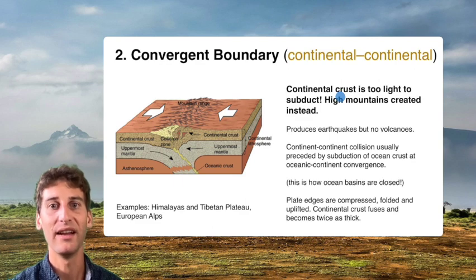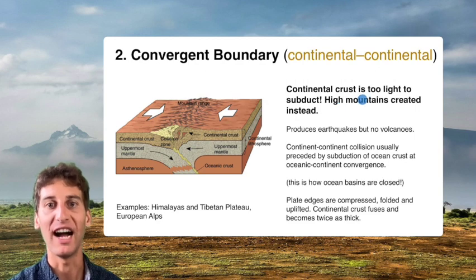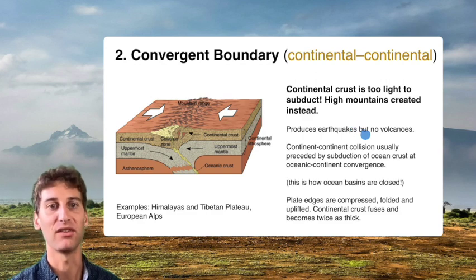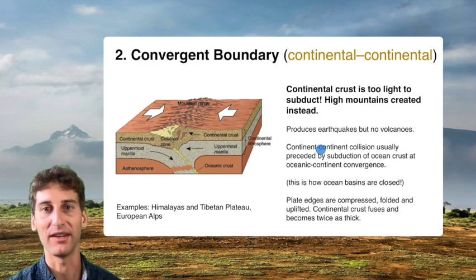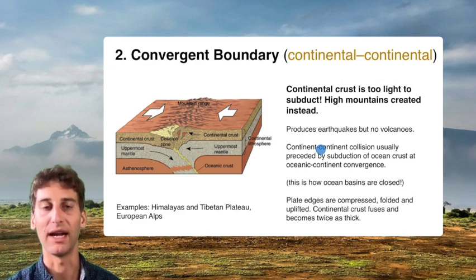And so instead, these crusts basically combine, they stack on top of each other, and high mountains are created instead. This produces a region with large earthquakes, but no major volcanic activity because there's not a lot of melting going on here. There's no subduction into the mantle, so this isn't creating new melts that are rising up through the crust.